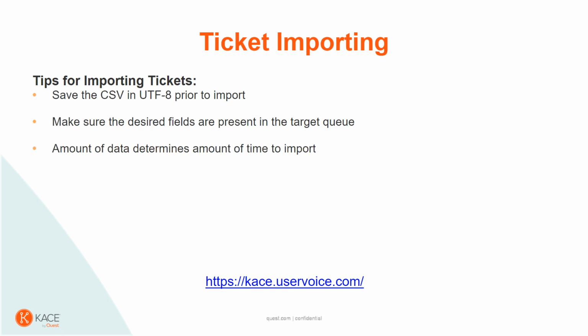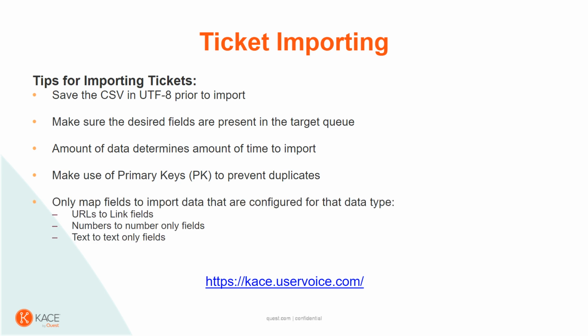The amount of data in the CSV file will dictate the amount of time required to import the CSV. Make use of primary keys to prevent duplicate tickets from being created. Any data that would be rejected by a field during manual entry will also be rejected by the field during import. For example, if you try to import a paragraph of words into a field configured as a link, the data will be rejected as it is not in the correct format. Similar will go for text into numbers-only fields and vice versa.